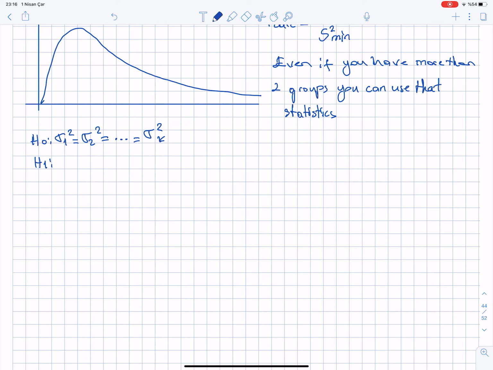So the construction of the alternative, when you have k groups of population to compare k different population variances, is that you write at least one population variance is different from the rest. So if you reject the null hypothesis, you're supporting that one of the population variances may differ from the others. Even if one is different, it means homogeneity is not satisfied anymore. The variances are heterogeneous.